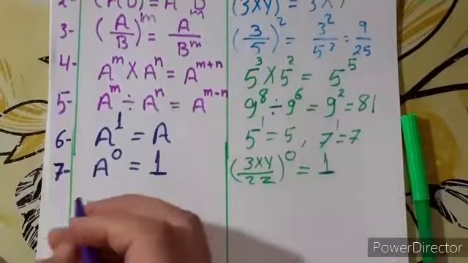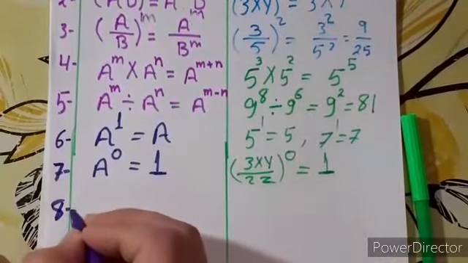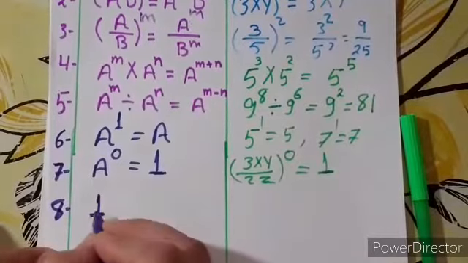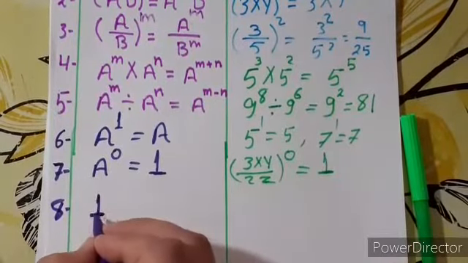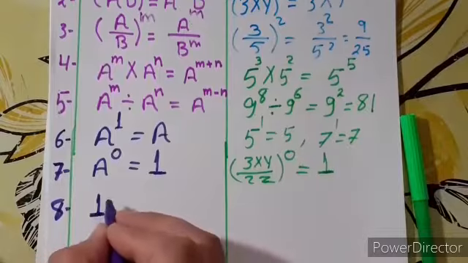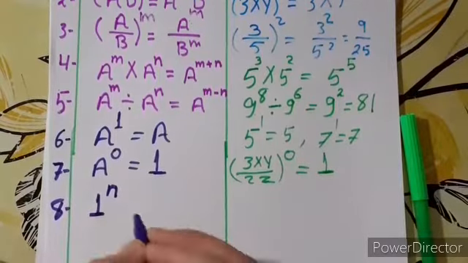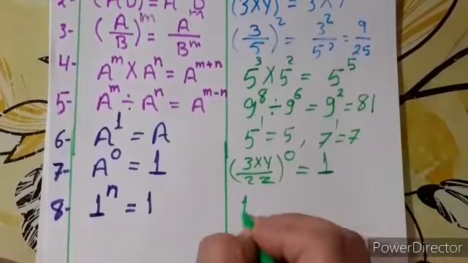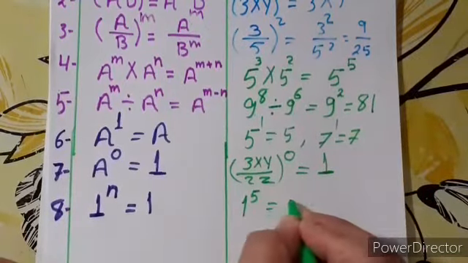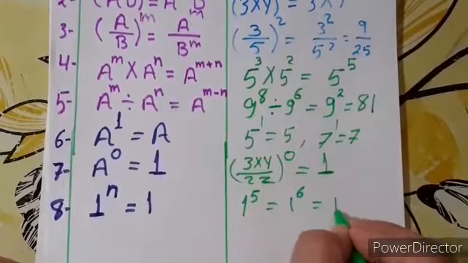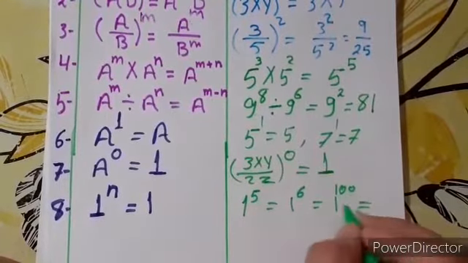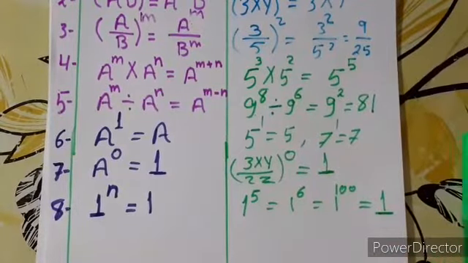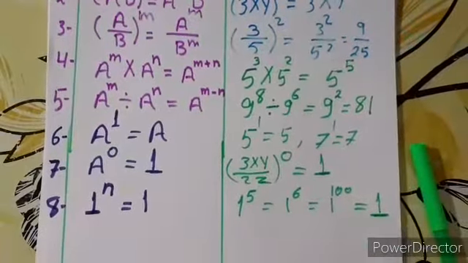Okay. Number 8. If we have the base 1, any power equals 1. For example, 1 power 5 equals 1 power 6 equals 1 power 100. All of them equal 1. Okay.